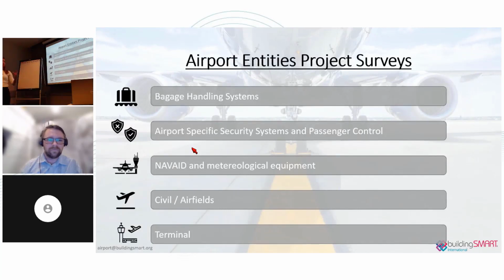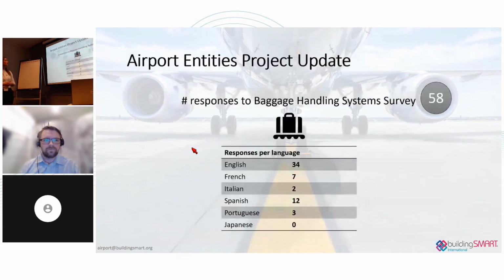From all of the objects, we categorized them to the best of our knowledge, and we came to 5 different surveys: the baggage handling systems, airport-specific security systems, passenger control, navigation and meteorological equipment, civil airfields, and of course the terminal. The terminal is really a building, but in airport language, it's a terminal.